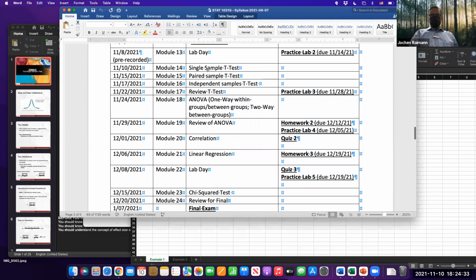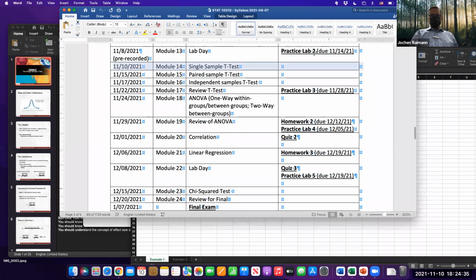Good. So we are on module 14. Practice lab 2 is due on 11/14. That's the end of this week. Today we're talking about the single sample t-test. As you may imagine, a very important topic and a really fun topic actually, because now we're moving away from populations. We don't need the standard deviation from the population anymore. So now it's getting exciting because now we're actually going into sample statistics.